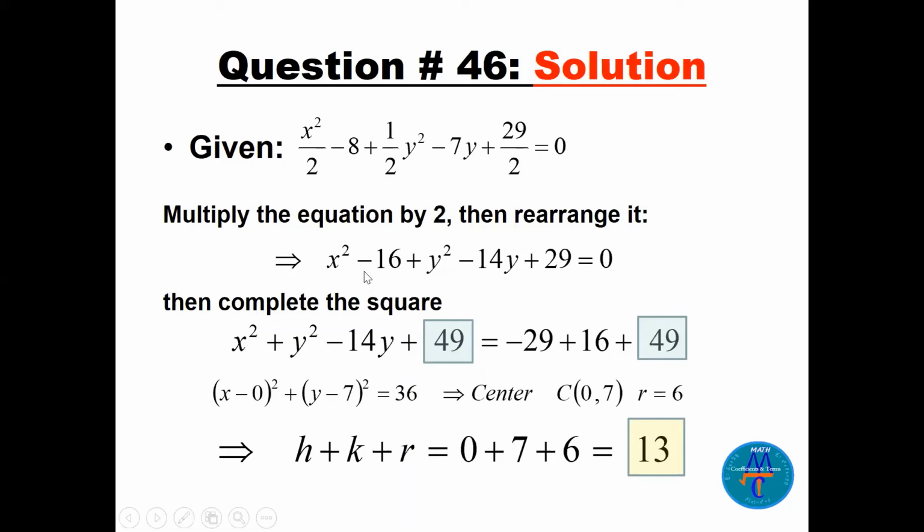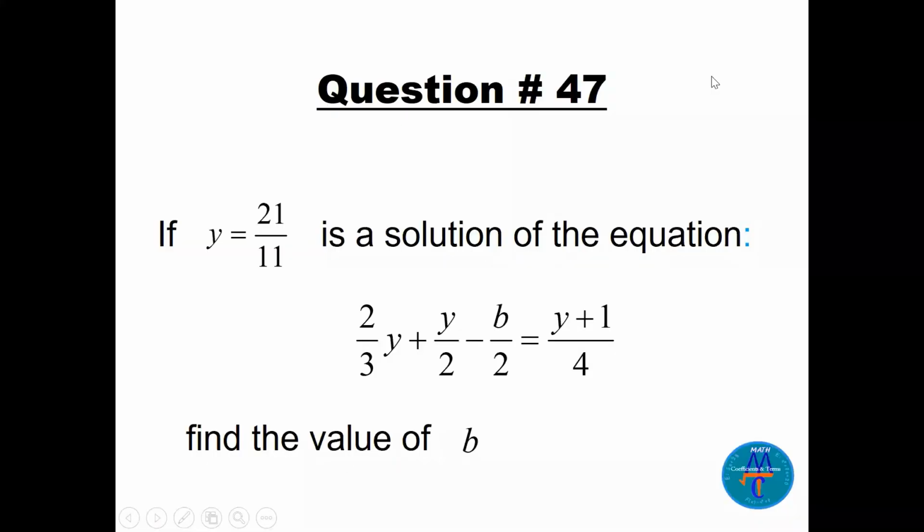Okay. Now, x squared, there is no x, so I put x minus 0 squared. So that's the h. It is only a 0. Y squared, 14, divide by 2, 7 squared, 49, 49 on each side. Take 29 with the minus on the other side. Remember, the 16 becomes here plus. So altogether here becomes 36. So now look at the center here, 0 and 7. 0 minus 0 is the same, 0 and 7. The radius is 6. And let's add h, k, and r. 0, 7, 6 is 13, the answer.